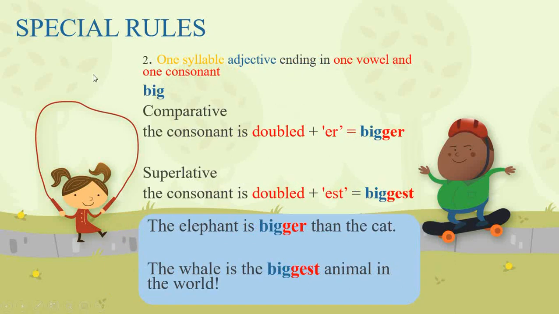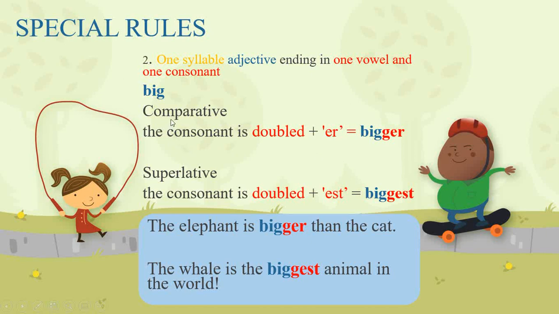Special rule number 2. One syllable adjective ending in one vowel and one consonant. For example, the adjective big. Big ends in a consonant that is the letter G and is preceded by a vowel that is the letter I. To create the comparative form of the adjective big, the last consonant G is going to be doubled and we're going to add ER in the end.